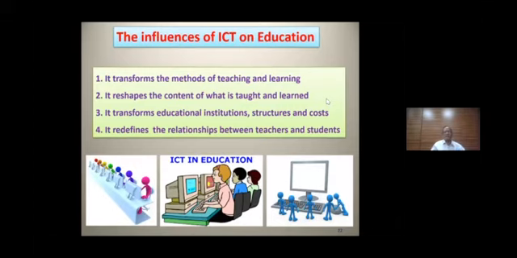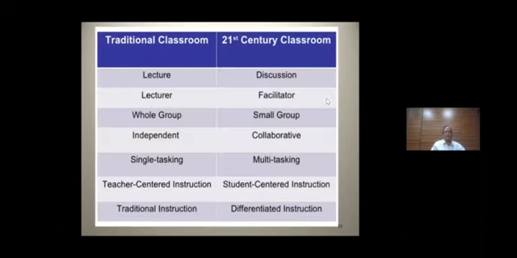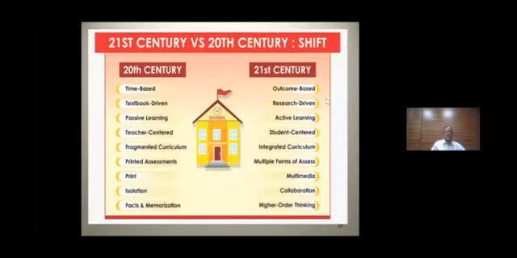The influences, you must be knowing, there is nothing to discuss. ICT is going to transform the method of teaching and learning. It reshapes the content of what is taught. It transforms education institutions, the infrastructure required in the education institution, and it redefines the relationship between teacher and students. Therefore, it is not only just assisting the students to learn the subject, it is going to help in these 4 categories. Next. Now this has been already discussed in the roles. Next, we'll go to the next slide.